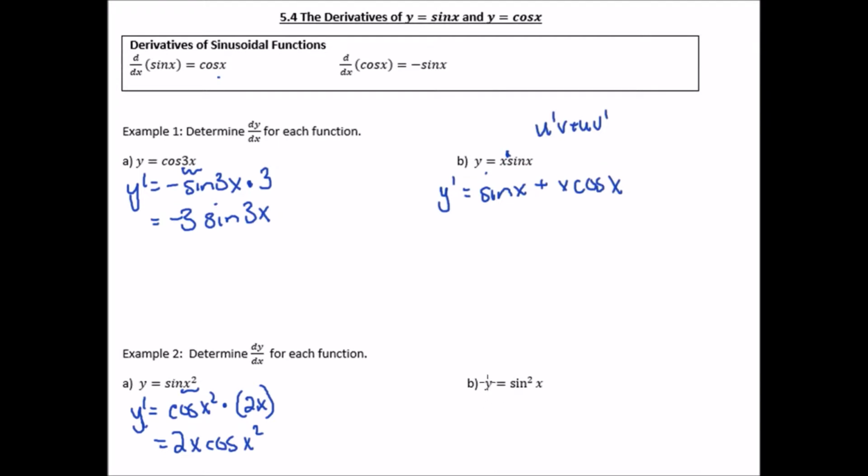Okay, now we have y equals sine squared x, which is just sine x times sine x, right? So I'm just going to go product rule. Derivative of the first, which is cos x, times the second as it is, plus the first as it is, times the derivative of the second. Okay, what we end up getting is 2 sine x cos x is the derivative.